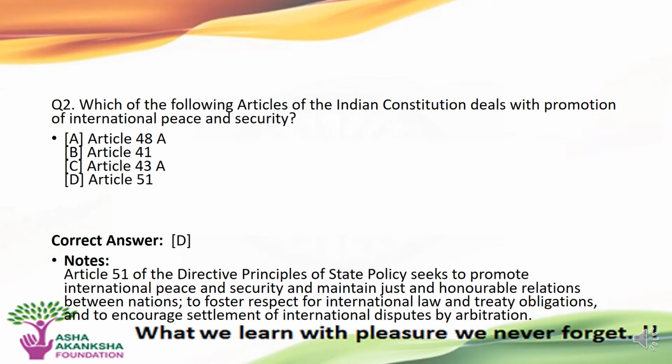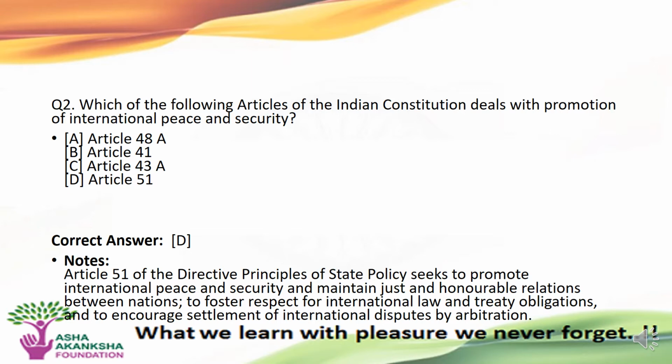The second question is, which of the following articles of the Indian Constitution deals with promotion of the international peace and security? Options are A. Article 48A, B. Article 41, C. Article 43A, or D. Article 51. The correct answer to this question is option D, that is Article 51.